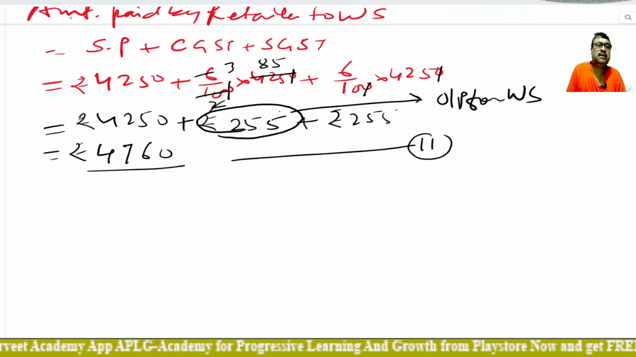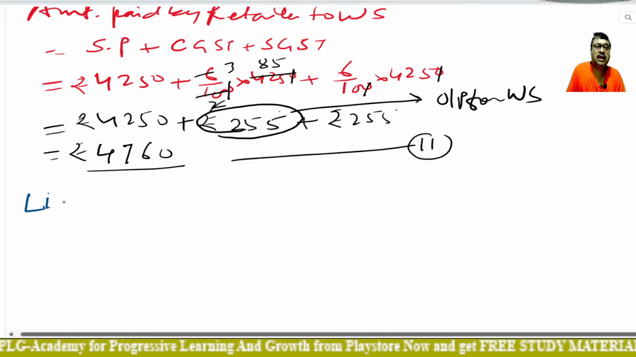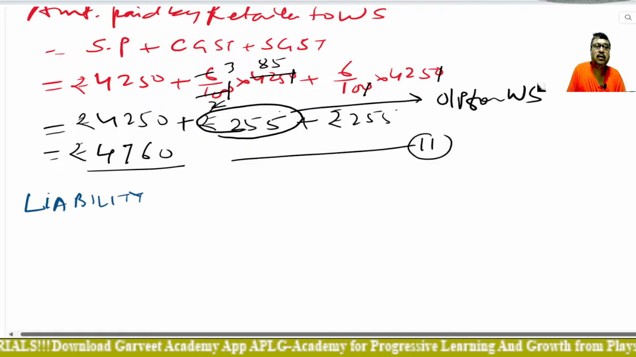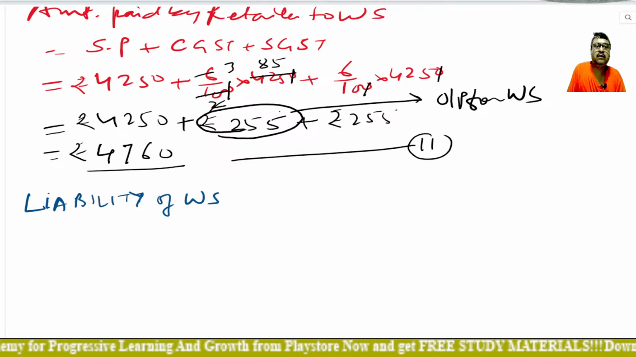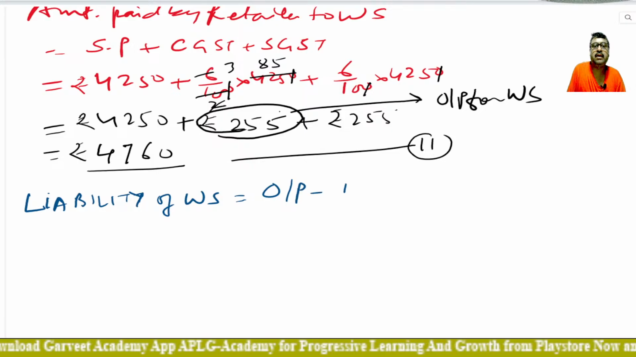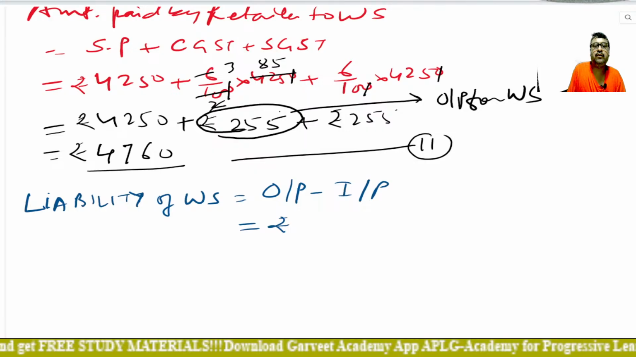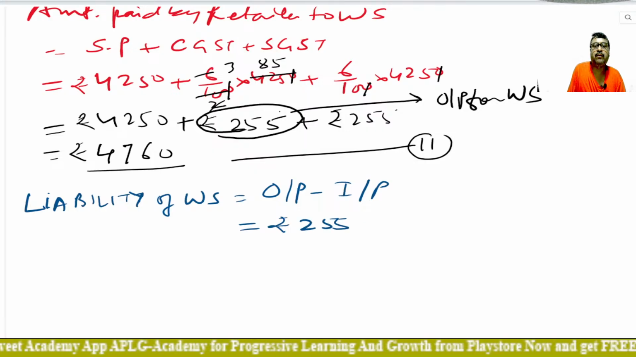And the remaining, the liability of the wholesaler, we will calculate like this. Liability of wholesaler is his output minus input. How much is his output? His output is rupees 255.